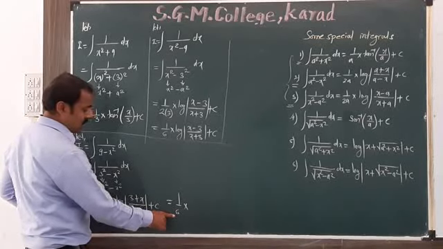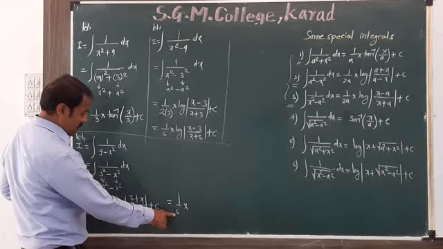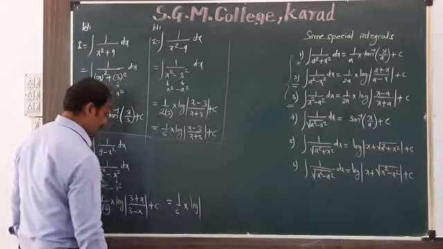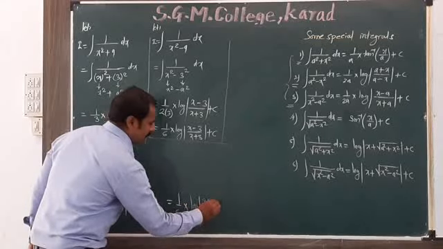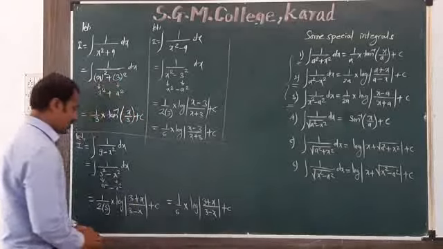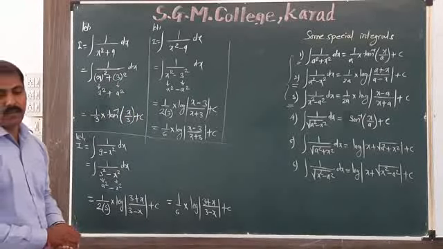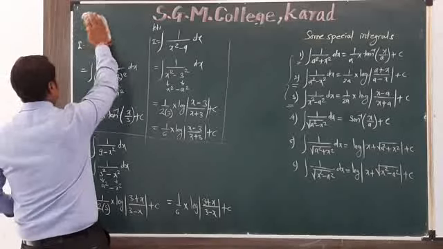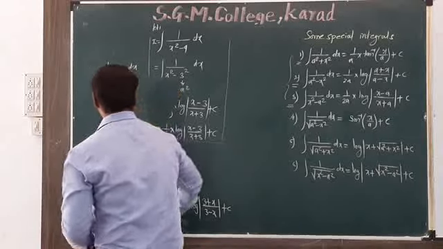So the value of that integration is 1 upon 6 log mod of (3 plus x) divided by (3 minus x) plus constant of integration c. Okay. Now the next example.